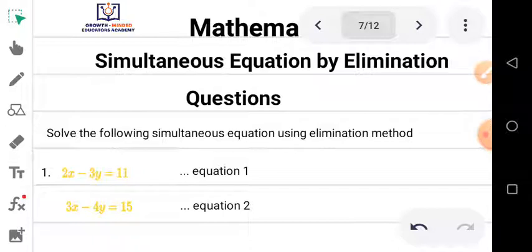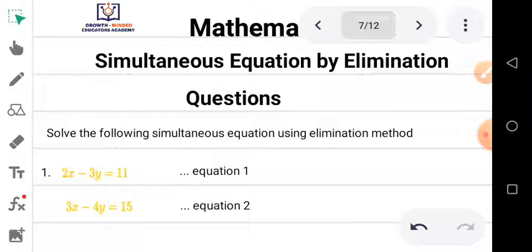So we have to multiply the equations by a number that will make sure that the variable you want to eliminate has the same coefficients. What we simply do is find the LCM of the two coefficients of the variable in both equations. For example, in this particular example, we're going to be eliminating y. In the first equation, the coefficient of y is minus 3, and the coefficient of y in equation 2 is minus 4. So to make sure that y has the same coefficient, you have to find the LCM of 3 and 4.